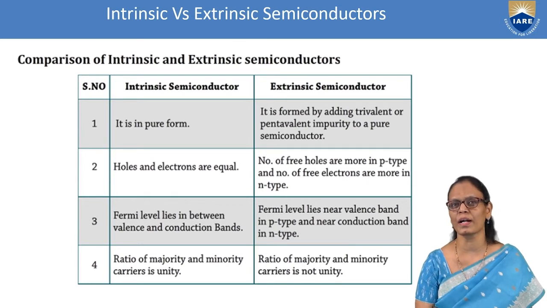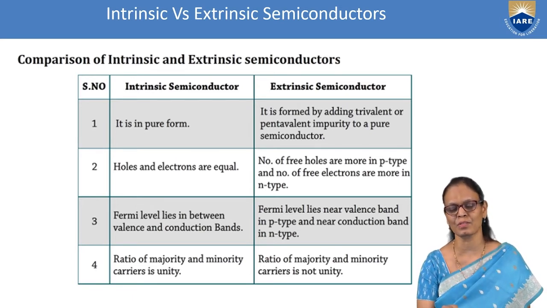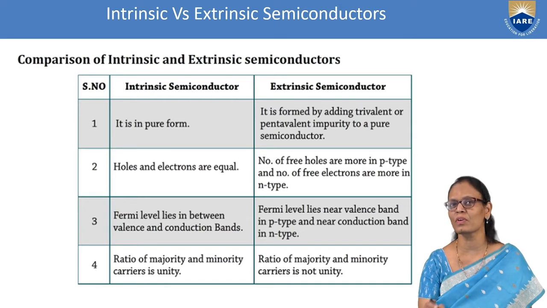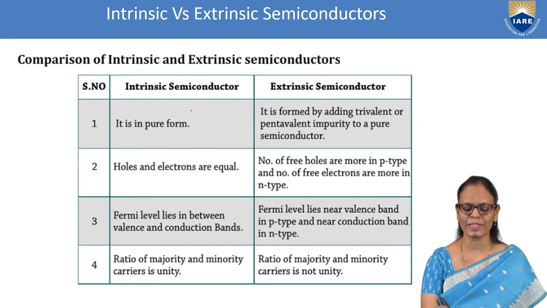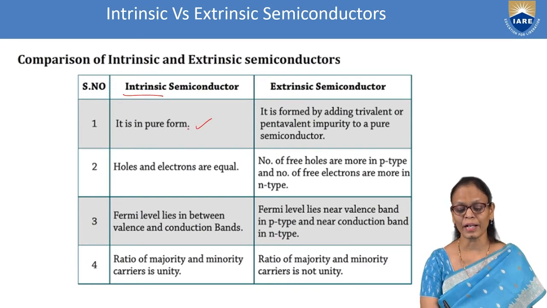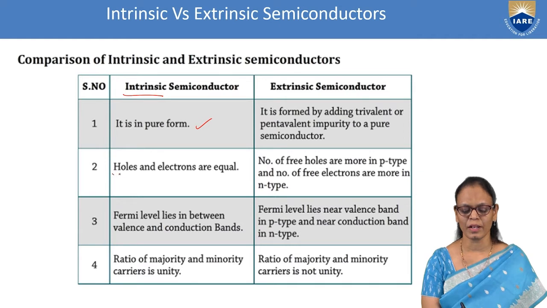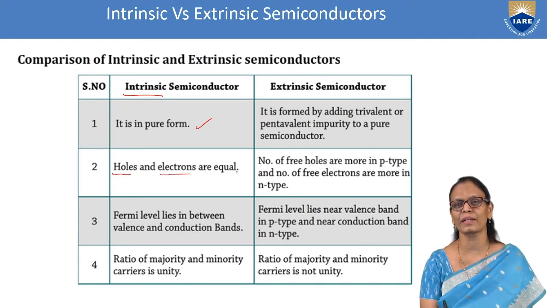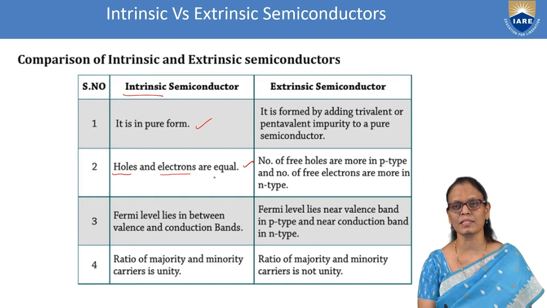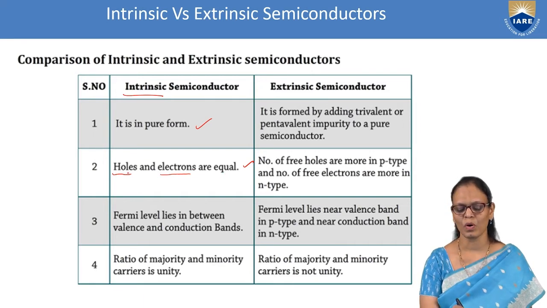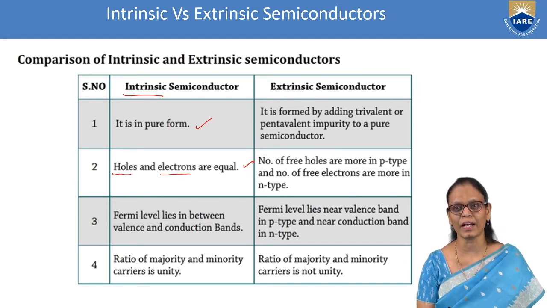Now, what should you understand about an intrinsic semiconductor? I've kept the comparison between intrinsic and extrinsic semiconductors so that the difference between the two will be readily available for you. We have seen an intrinsic semiconductor is always in the pure form, and in an intrinsic semiconductor, the number of holes and the number of electrons are equal. We are going to discuss this in the next few slides. Holes and electrons are equal. Then the Fermi level lies in between the valence band and the conduction band.